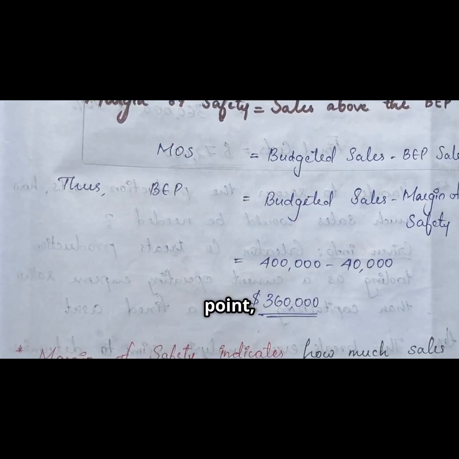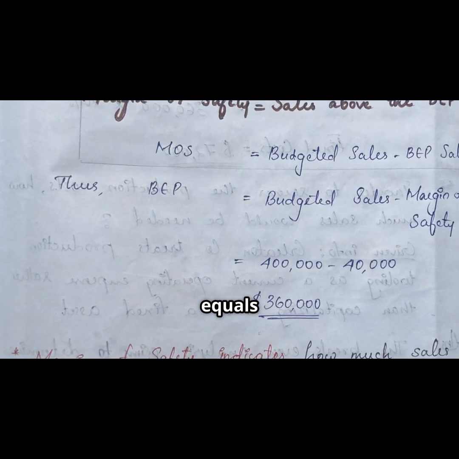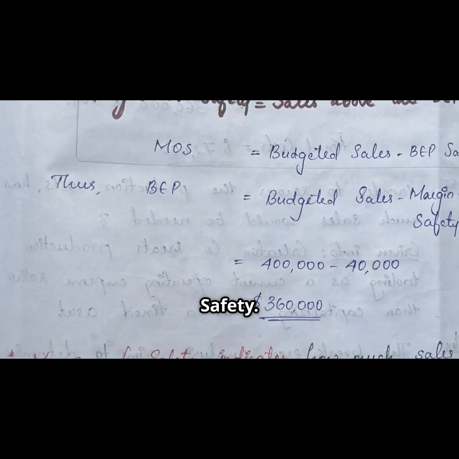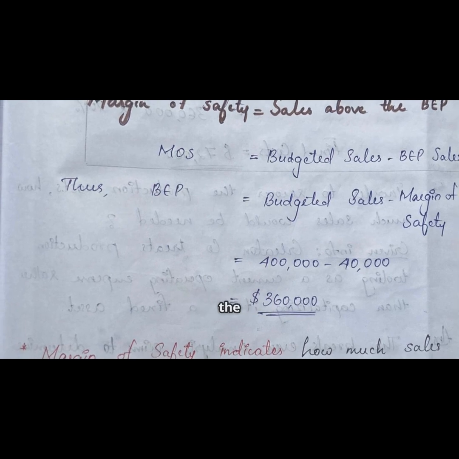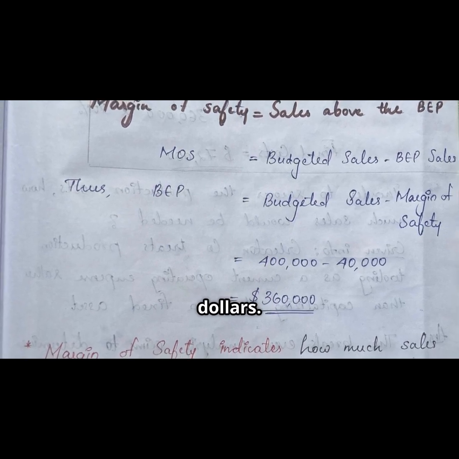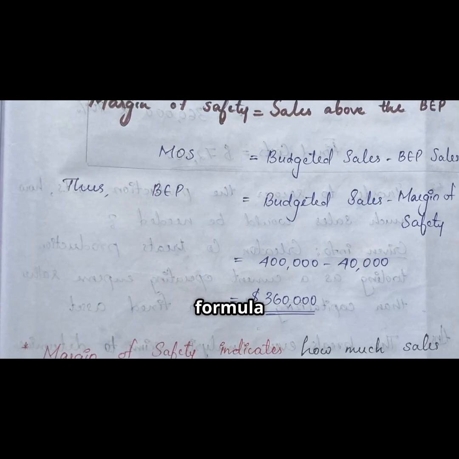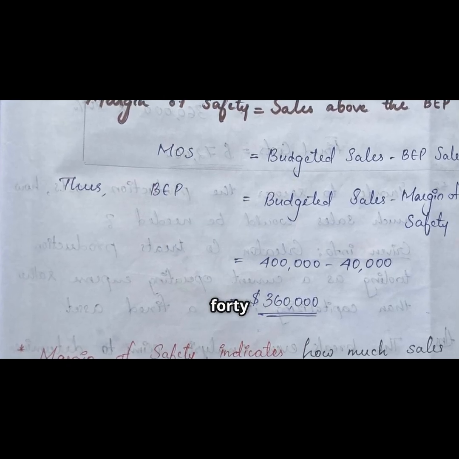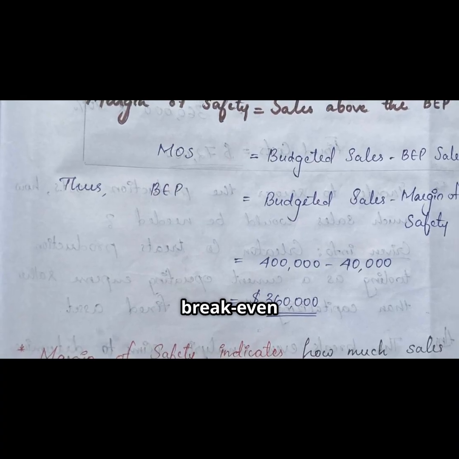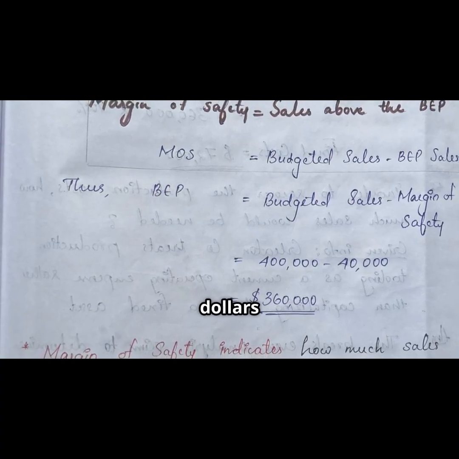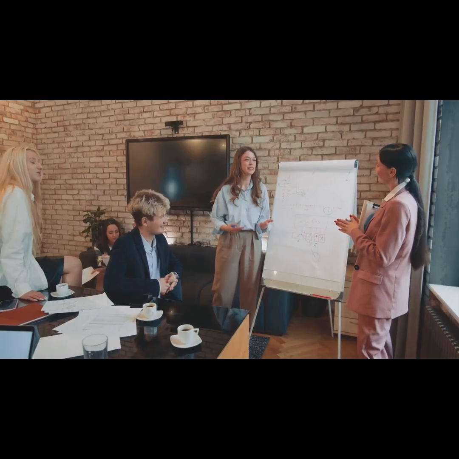To find the break-even point, we use the formula BEP equals budgeted sales minus margin of safety. Here are the numbers. Budgeted sales is $400,000 and the margin of safety is $40,000. Plugging these values into the formula, BEP equals 400,000 minus 40,000, which equals 360,000. So, the company's break-even point is $360,000 in annual sales.